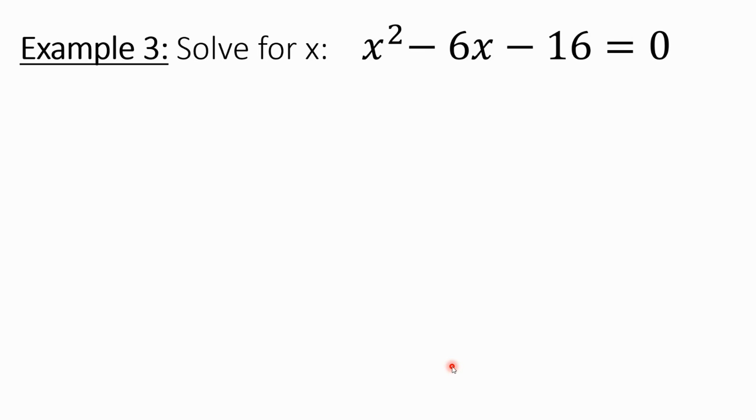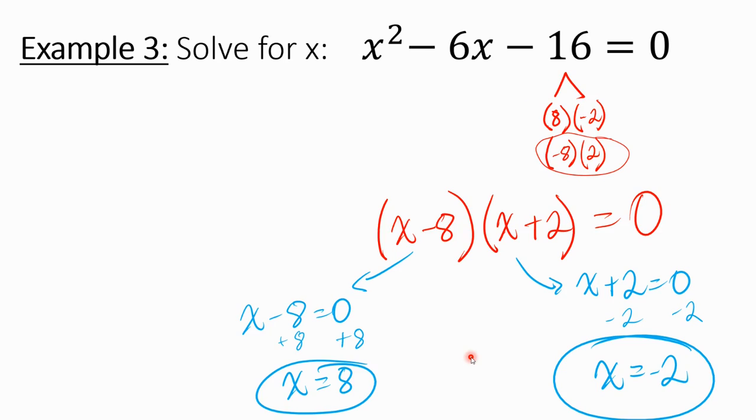All right, example 3. I would like you to try this one on your own. So copy it down. And when you unpause it, you can see if you got it right. All right, is this what you ended up with? So check your factors. We were looking for factors of -16. Had to be a positive and a negative, and they needed to add up to -6. So our factors were -8 and 2. So that means we rewrote it as x minus 8 and x plus 2.